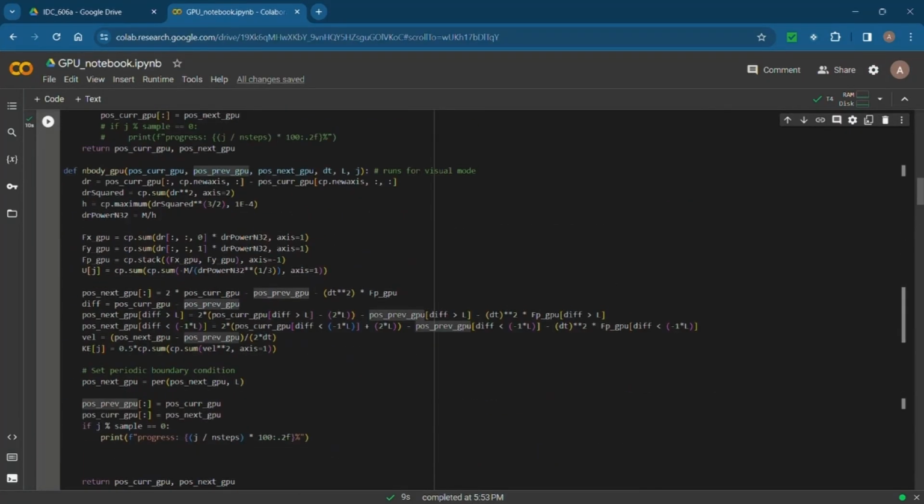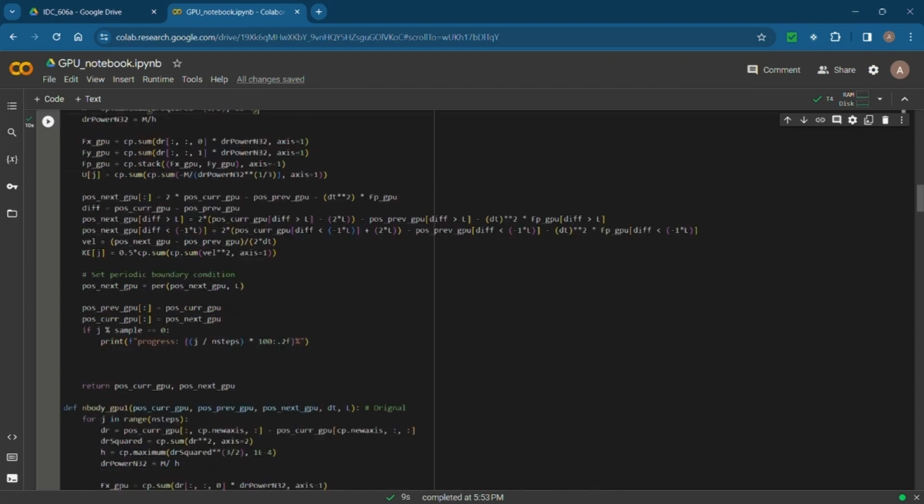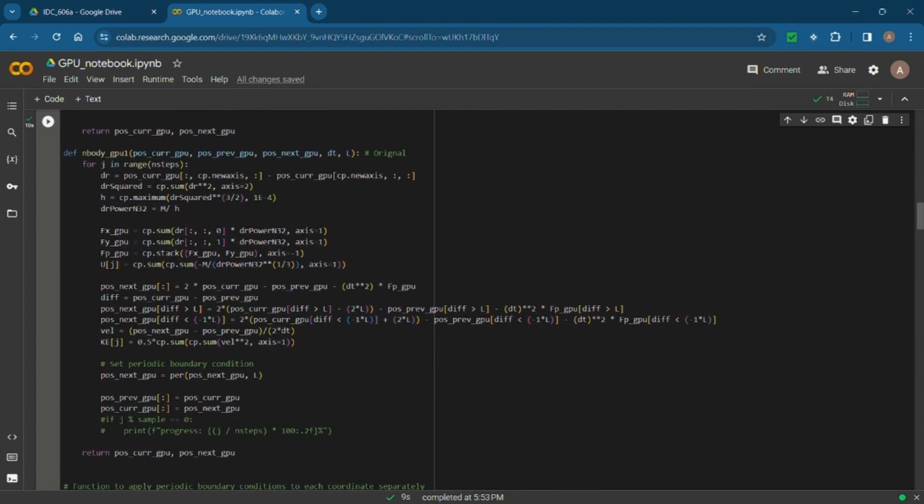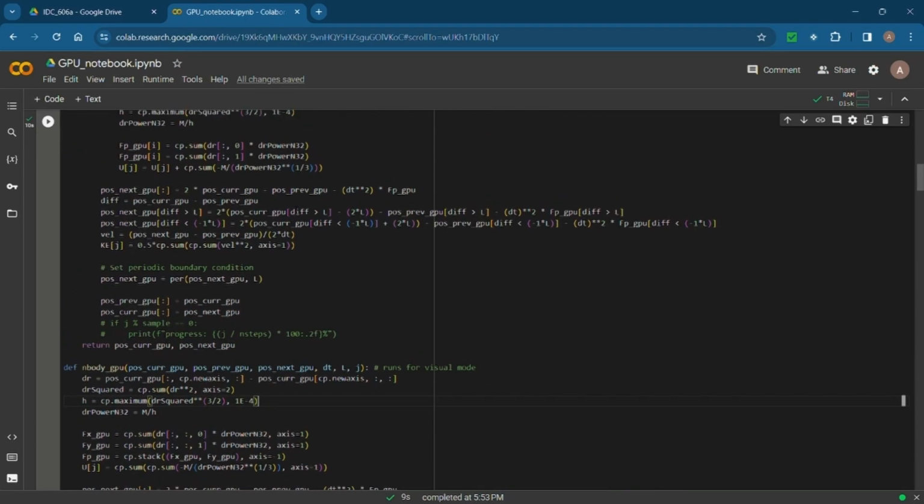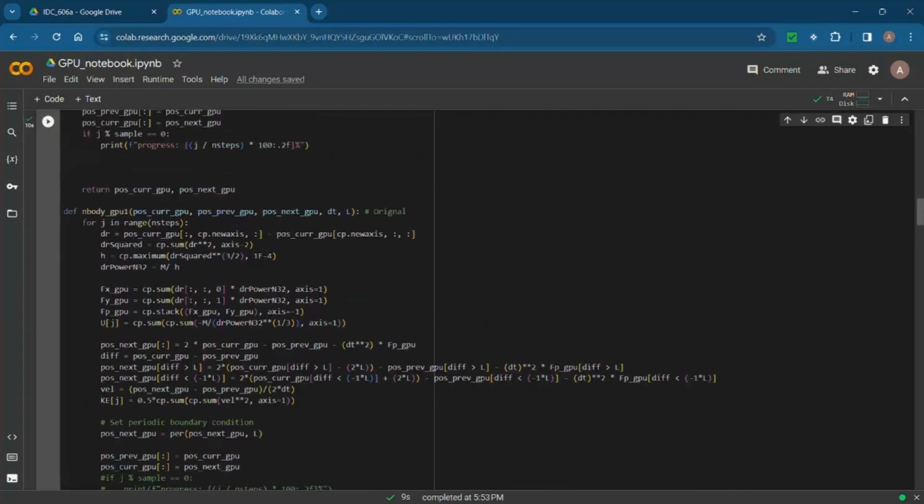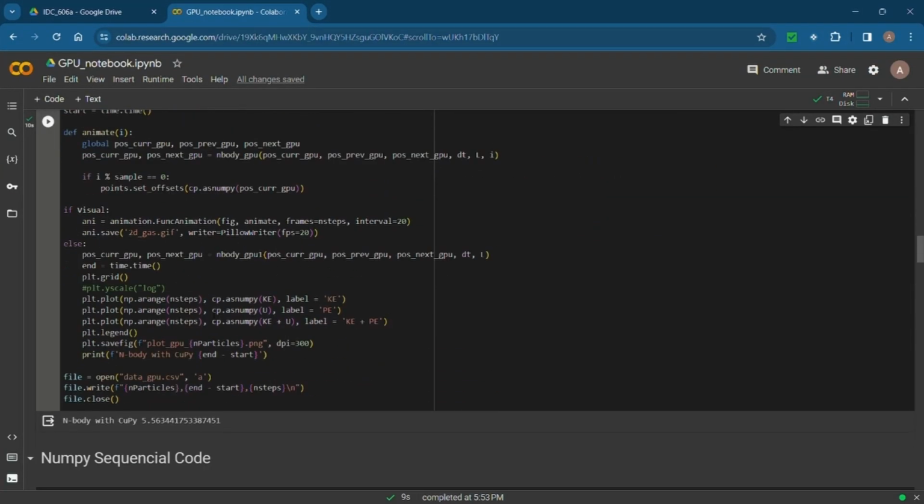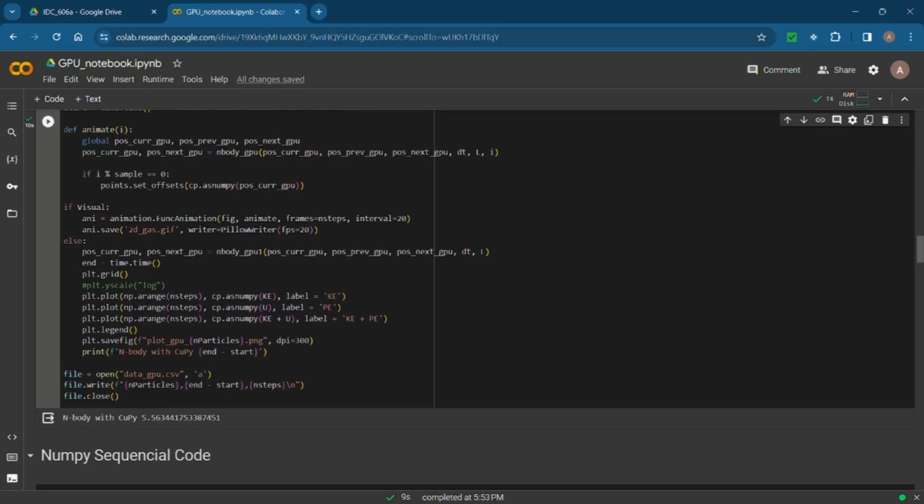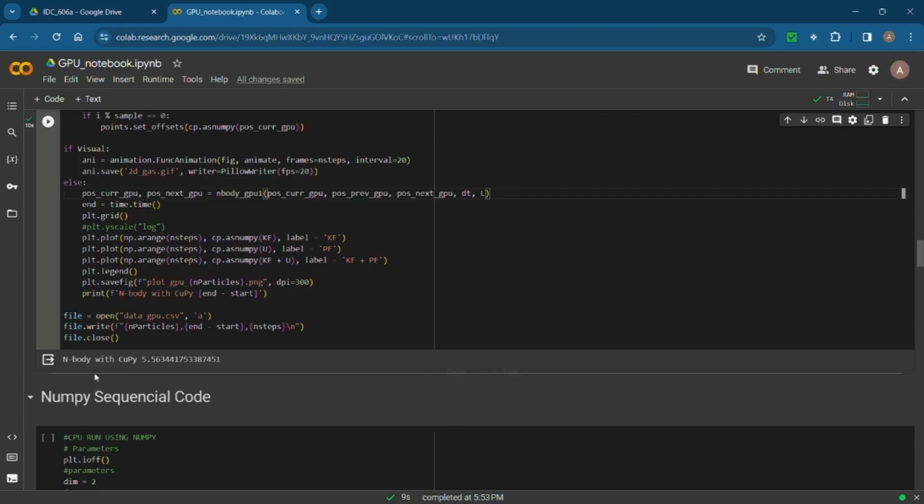And this n-body GPU is especially for animation; the loop over n steps is missing, so per frame this function runs again and again, which is a pretty trivial thing. And n-body GPU1 is a vectorized version of n-body GPU2, the function we were talking about. Currently this function is being run here, and as you can see, with this function it took around 5 seconds.